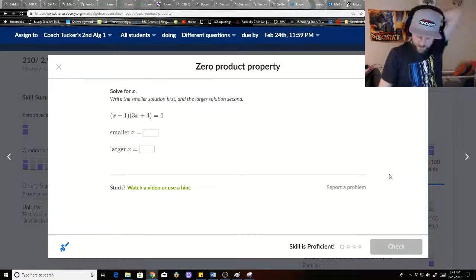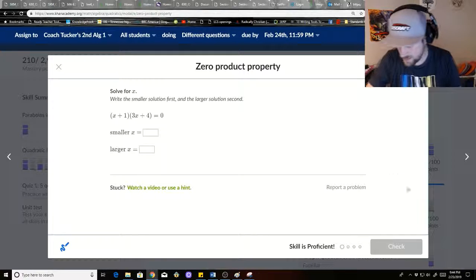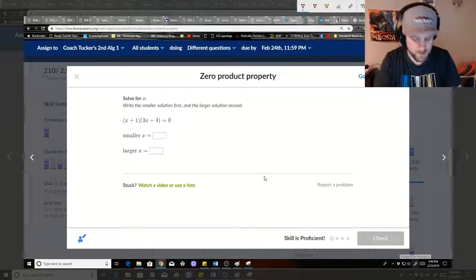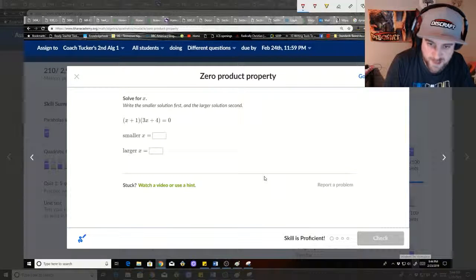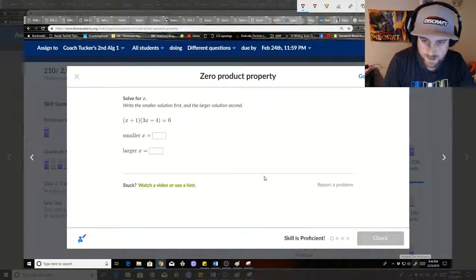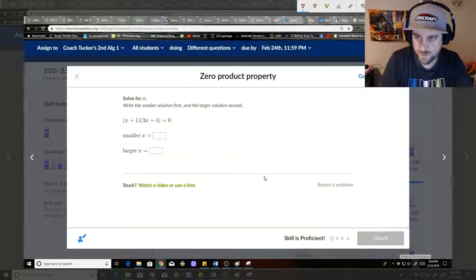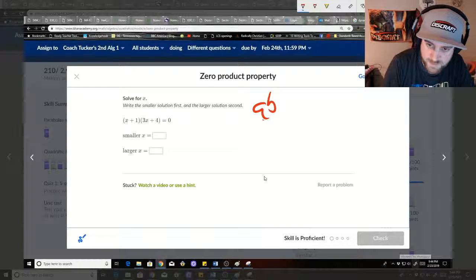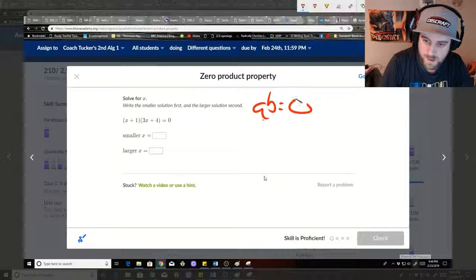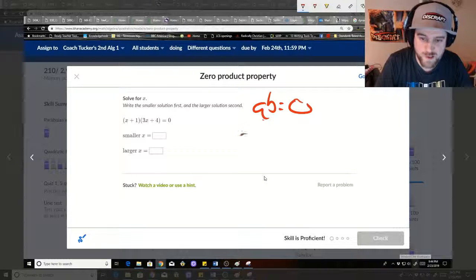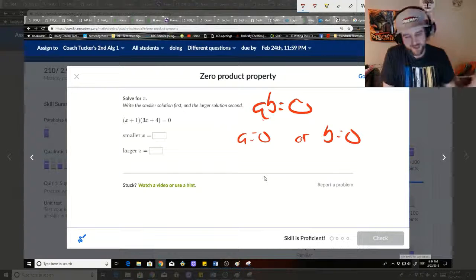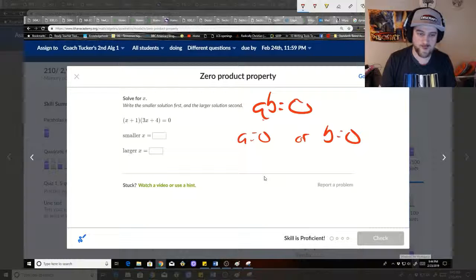But zero product property. Basically, if I pull up my writing tablet here. So the zero product property basically states that if A times B is equal to 0, well, then it must be true that one of the two must be 0. So A must equal 0 or B must equal 0. And if you think about that, it makes sense, right? If you've got two things that are being multiplied times each other equals 0, the only way you're going to get that is if one of them is 0.